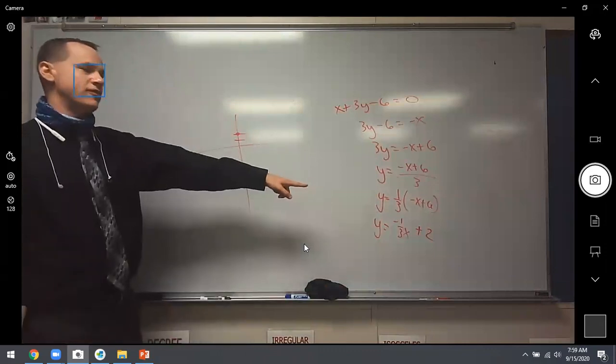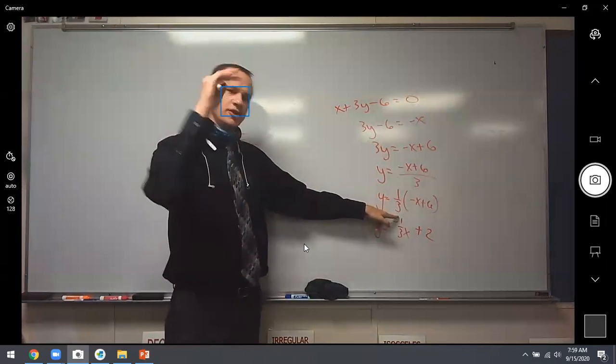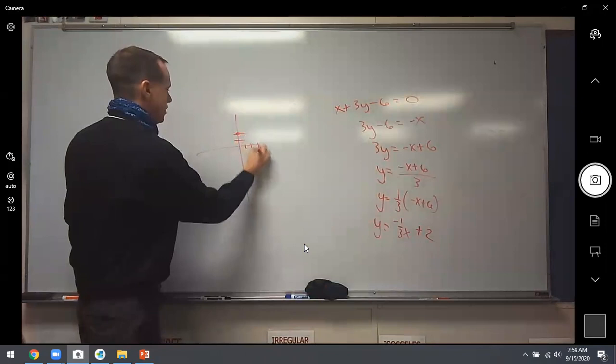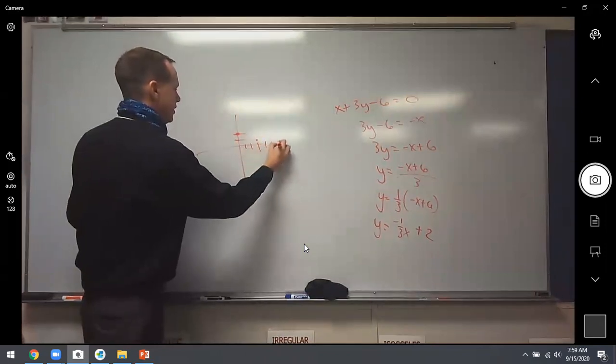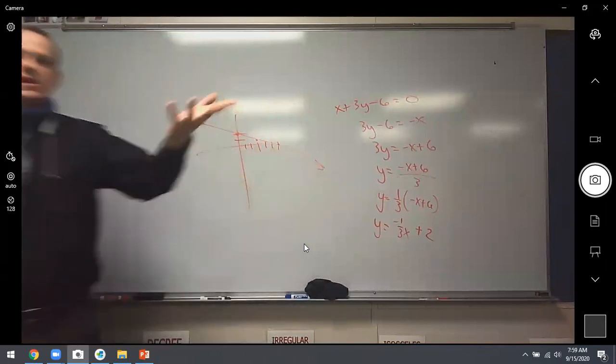And the slope was negative a third, negative going down, right? Rise over run, so it actually goes down 1, right? Every time you go over 3. So I could go over 3, down 1, over another 3, down 1, and we could have constructed it by hand like that, and we got the same thing our calculator did, right?